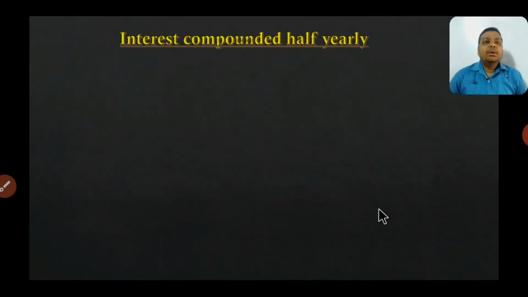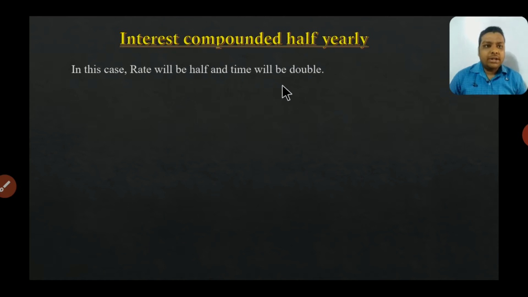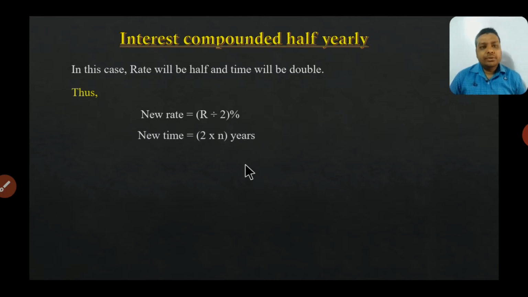So here you can see students, if interest is compounded half yearly, in the previous class by using the successive method, I have already explained what will be the change in rate and time. Okay students, so here you can see in this case rate will be half and time will be double. I said it to you already. It means new rate is equal to rate divided by 2%, and new time equals 2 into n years, and here n is the number of years.